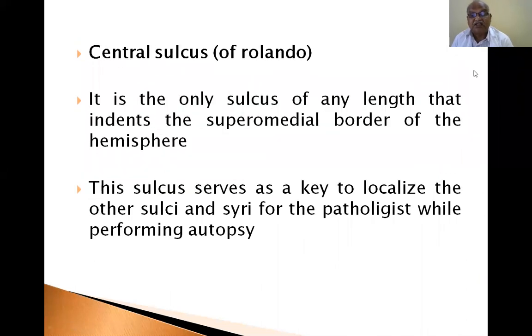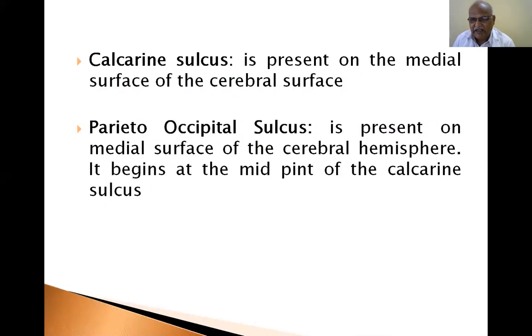The sulcus serves as a key to localize the other sulci and gyri for the pathologist while performing an autopsy, which I already explained to you in the lecture. The calcarine sulcus is present on the medial surface of the cerebral hemisphere. The parieto-occipital sulcus is present on the medial surface of the cerebral hemisphere. It begins at the midpoint of the calcarine sulcus.